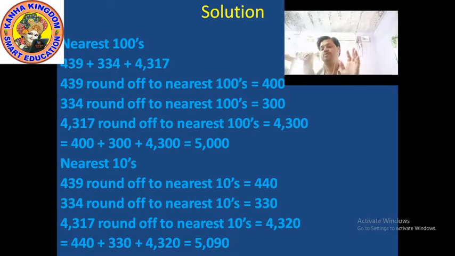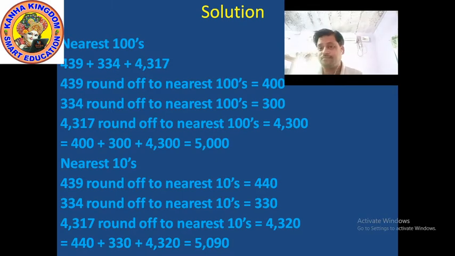Now you have the nearest 100 of all these numbers: 400 plus 300 plus 4300. 400 plus 300 equals 700, and 700 plus 4300 becomes 5000. Clear?